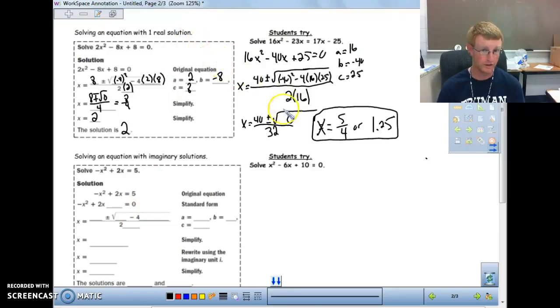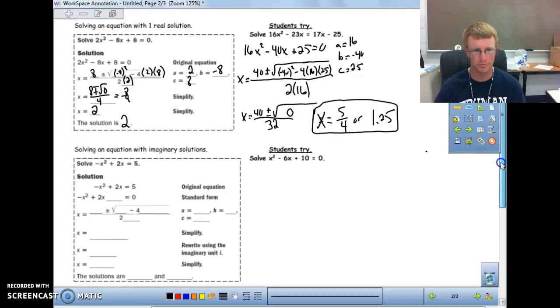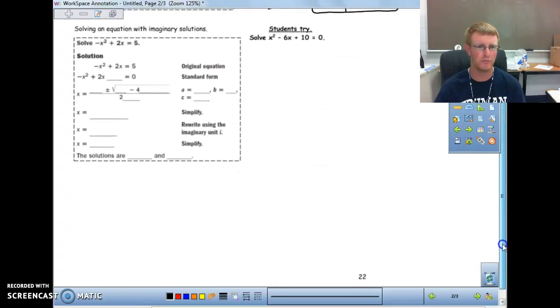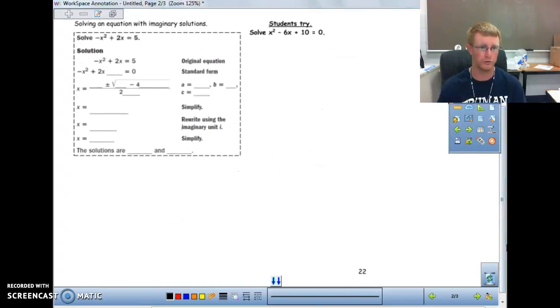So for this one, again, you should have gotten 0 underneath the square root, which means we will only have one solution. You should have ended up with 40 over 32, which if you reduce that, that is 5/4 or 1.25. Okay, let's move on to the last case, which is what happens when you have imaginary solutions or no real solutions. So in this case, same type of formula.